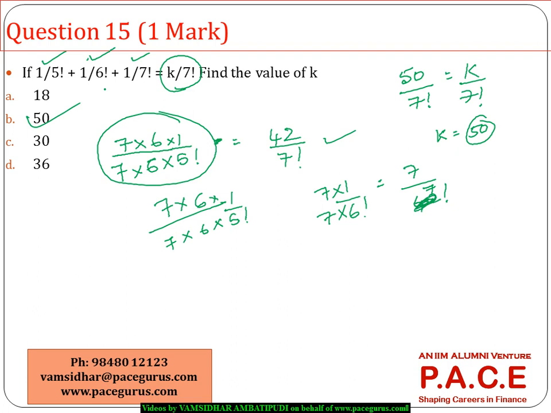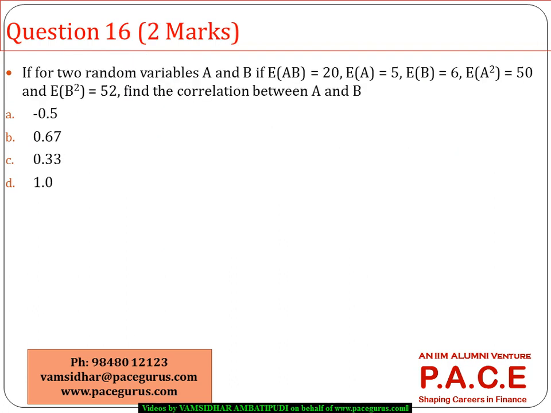Alright. Let's move on to the next question now. For two random variables A and B, expectation of AB is 20. Expected value of A is 5. Expected value of B is 6. Expected value of A squared is 50 and B squared is 52. Find the correlation between A and B.